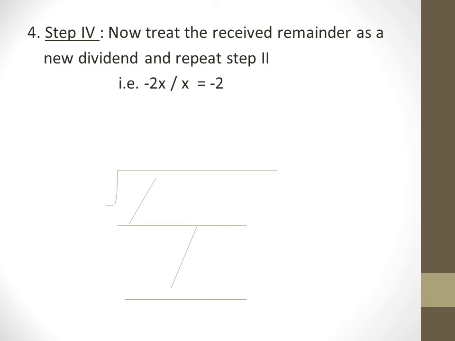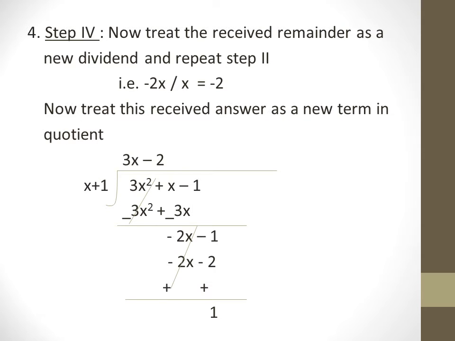Now treat this minus 2 as a new term of the quotient. Now write it in this way. 3x square plus x minus 1 we have seen in step 3 only. 3x square is getting cancelled. You are getting the new dividend as minus 2x minus 1. Now write the new quotient as minus 2. Now multiply this new quotient with the divisor, that is minus 2 into x. So it will be minus 2x.